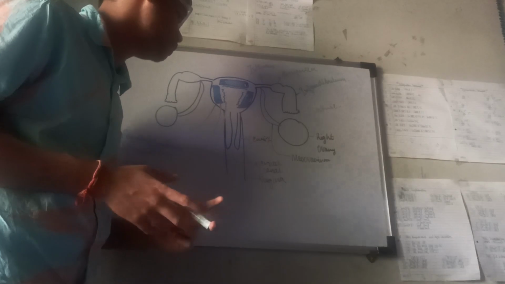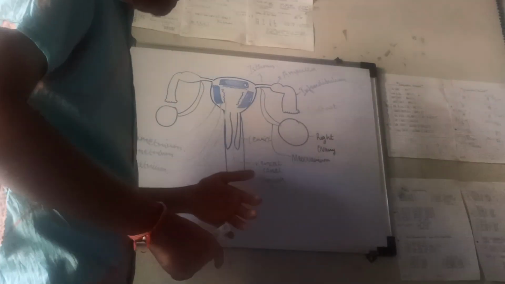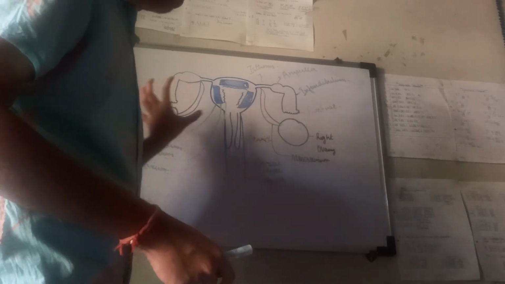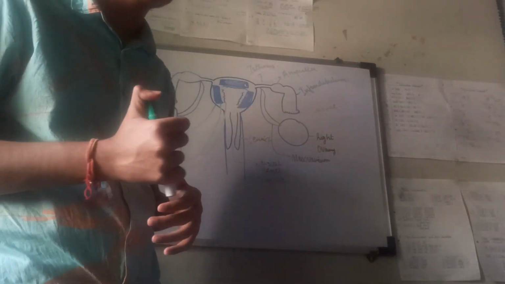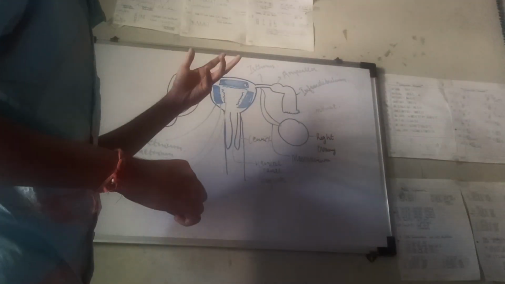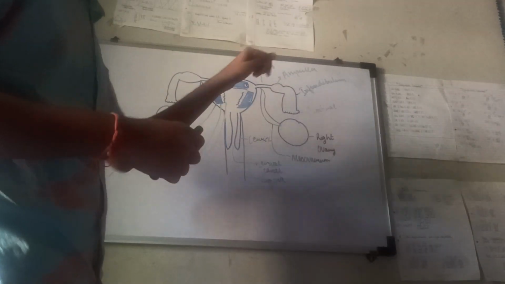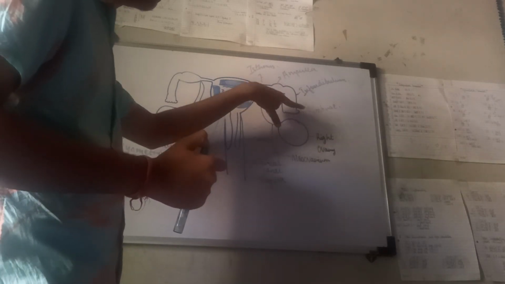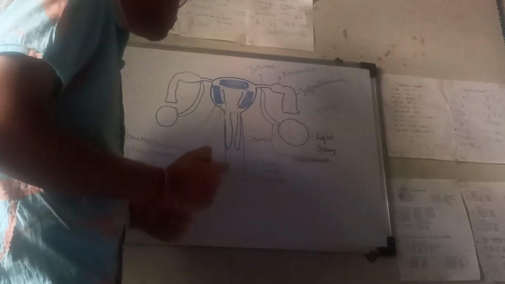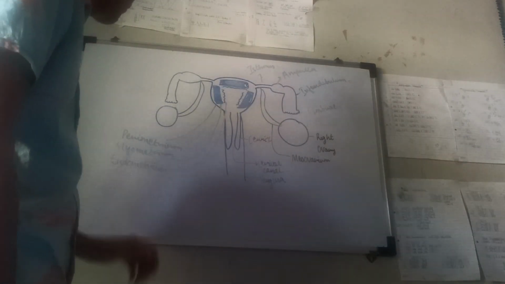What are the parts of the female reproductive system? Uterus, cervix, vagina, fallopian tube, ovary. Ovaries are the reproductive organs which produce ova or simply the egg. And fertilization of sperm and egg takes place in the ampulla. Isthmus is the last part of the fallopian tube because we start this way. And in the endometrium, implantation takes place.